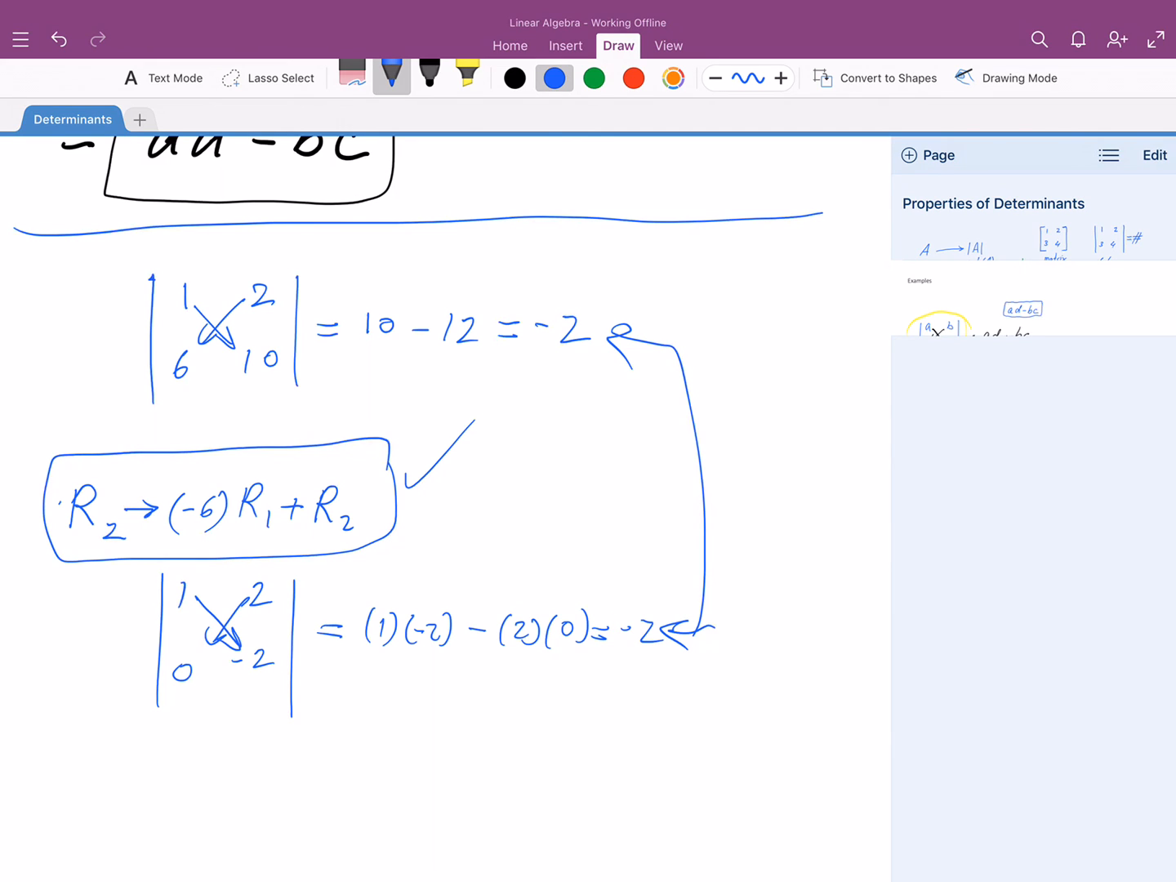In the next video, we're going to look at more properties that are going to help us understand determinants further and simplify our life when we're actually going to calculate a determinant.